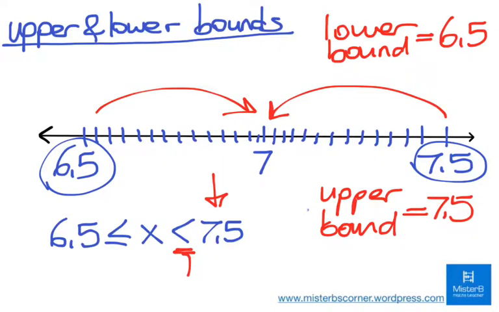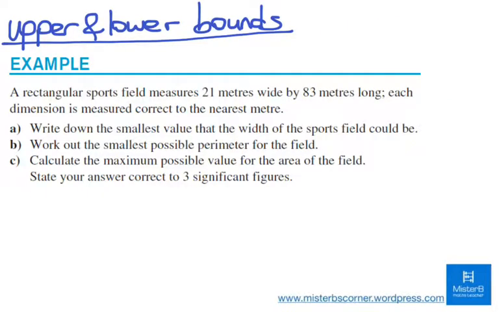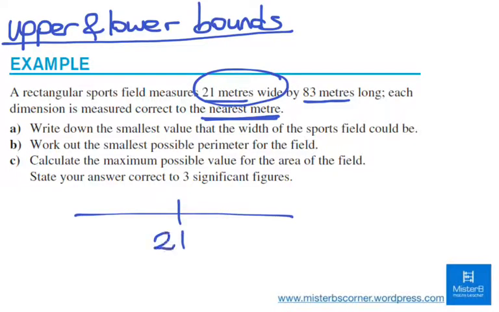Let's see an example. In this one it says a rectangular sports field measures 21 meters wide and 83 meters long. Each dimension is measured correct to the nearest meter, so there is some rounding included. Now the question is, in part A, write down the smallest value that the width of the sports field could be. So we said it's 21 meters wide. Now, that's going to be the number in the middle. So what are the lower and upper bounds? Actually, it's asking us the smallest value, so we can exclude upper bound for now.